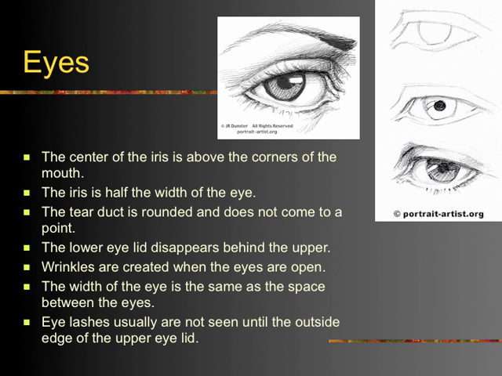Notice that the lower eyelid disappears behind the upper, and that wrinkles are created when your eyes are open. So that's what forms the eyelid. It's because your eye is open, and it's the wrinkle around that sphere. The width of the eye is the same as the space between the eyes. Eyelashes usually aren't painted on the whole area. They usually only are visible at the edges. So don't do that whole spider thing.